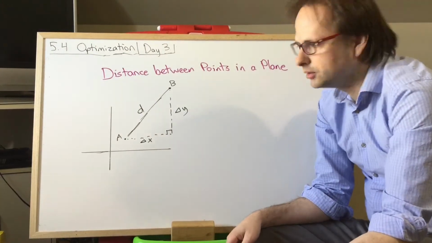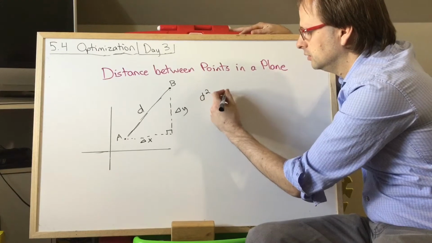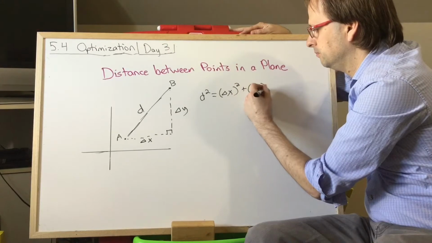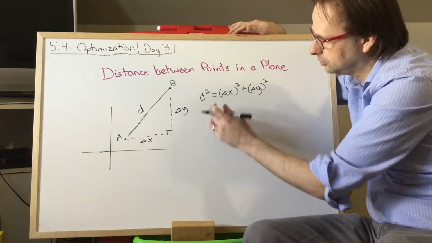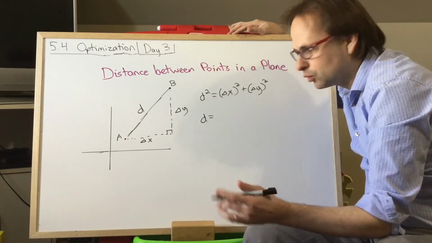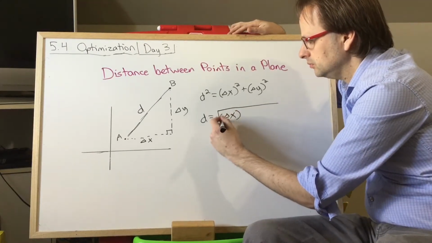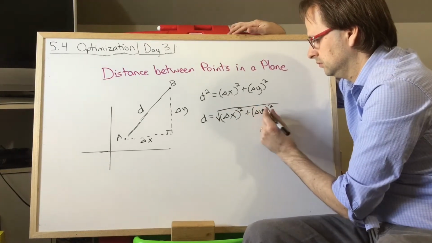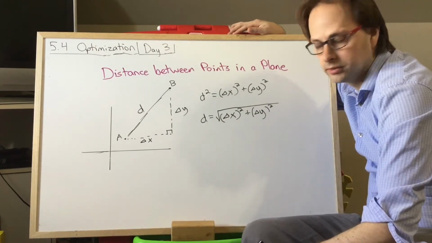So from Pythagorean theorem, it would be fair to say that the square of the distance is just the sum of the squares of the legs of that triangle. Now, since we're actually interested in the distance, not d squared, let's square root both sides. And the distance is going to be a positive quantity, so we don't have to worry about the plus or minus. There's a nice equation for the distance between any 2 points.